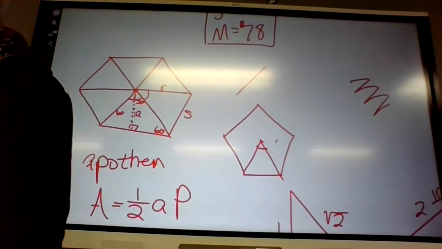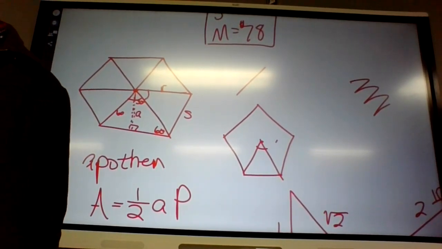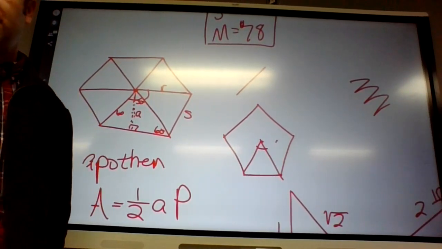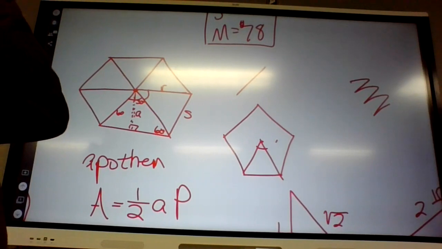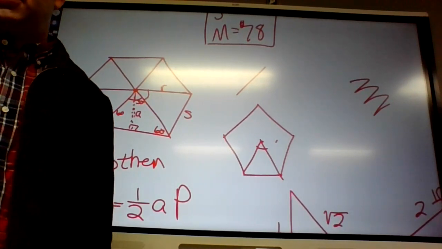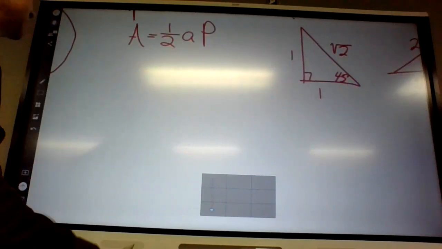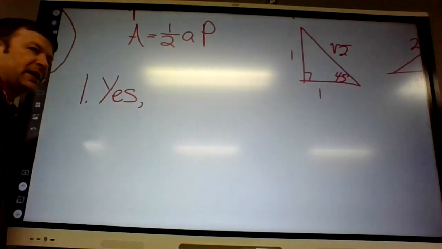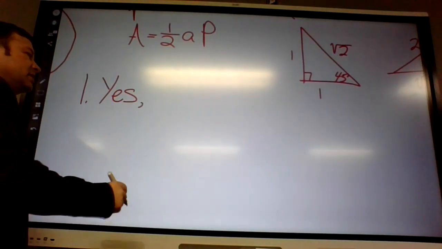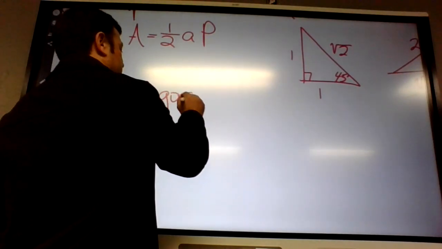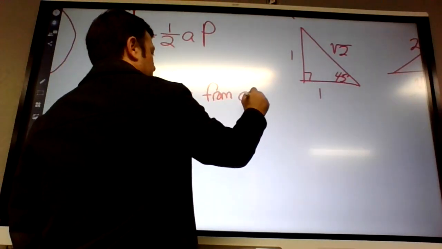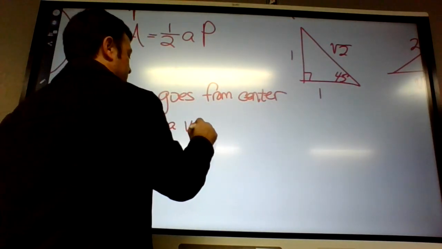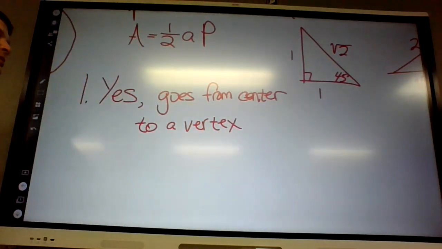Okay. On number 1, it says, is segment DH a radius of the regular polygon? Do you guys see DH over in the picture? Yeah. Is it a radius? Yeah. Yes. Not a trick question. How do we know it's a radius? Goes from center to a vertex. Remember those corner points were called vertices, vertex.